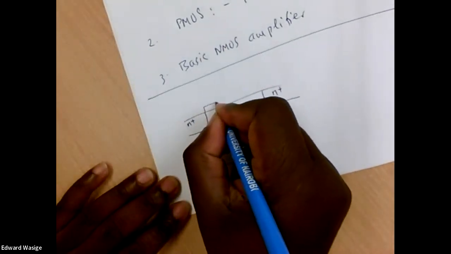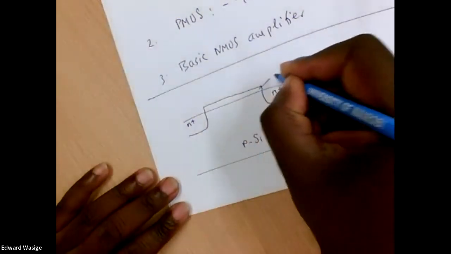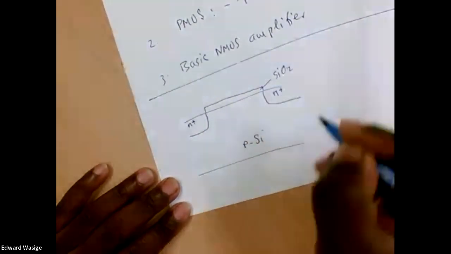And in this region, we have an oxide layer. So usually this is SiO2. And on top of this, we have metal.